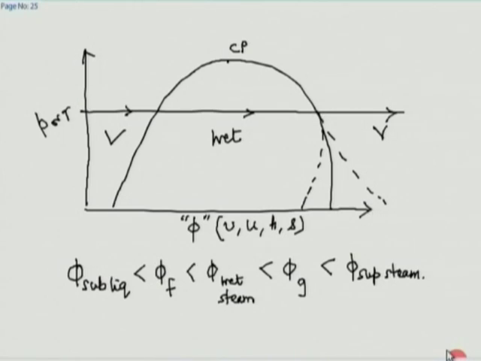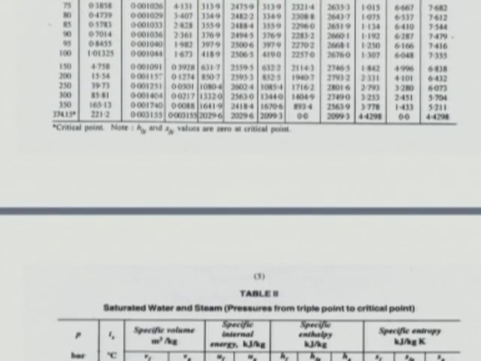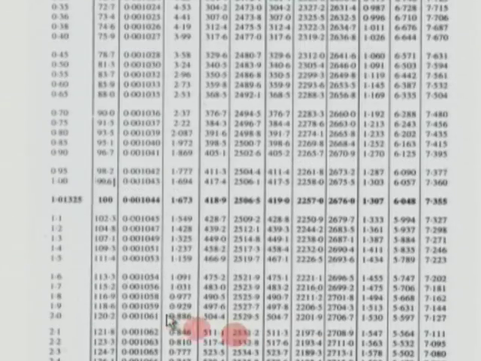Take for example F2.2, let us take C. P is 2 bar. S, because it is 1 kg, I can write S as 6.2 kilojoule per kilogram Kelvin. I am just dividing the value by the mass. Now, if you go to our table 2, the pressure based saturation table, that is where one should go. At 2 bar, look at the entropy value.